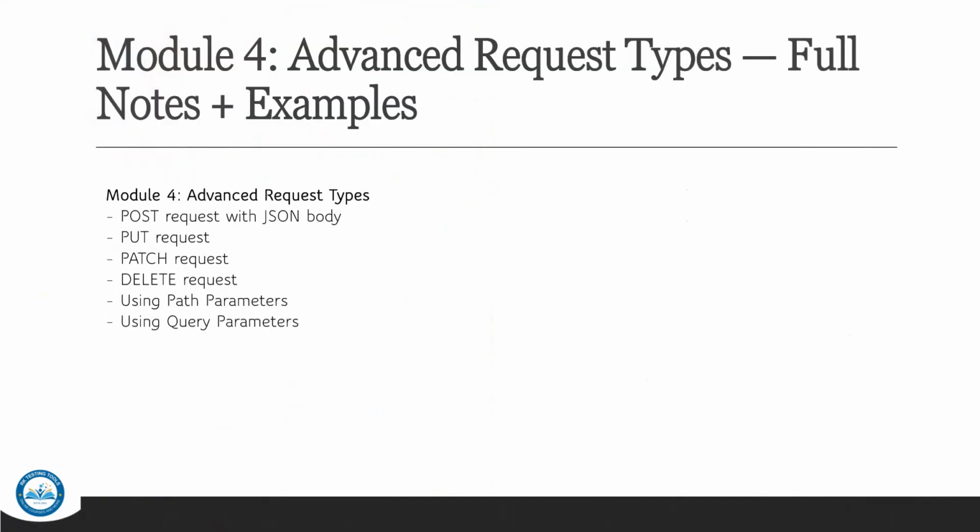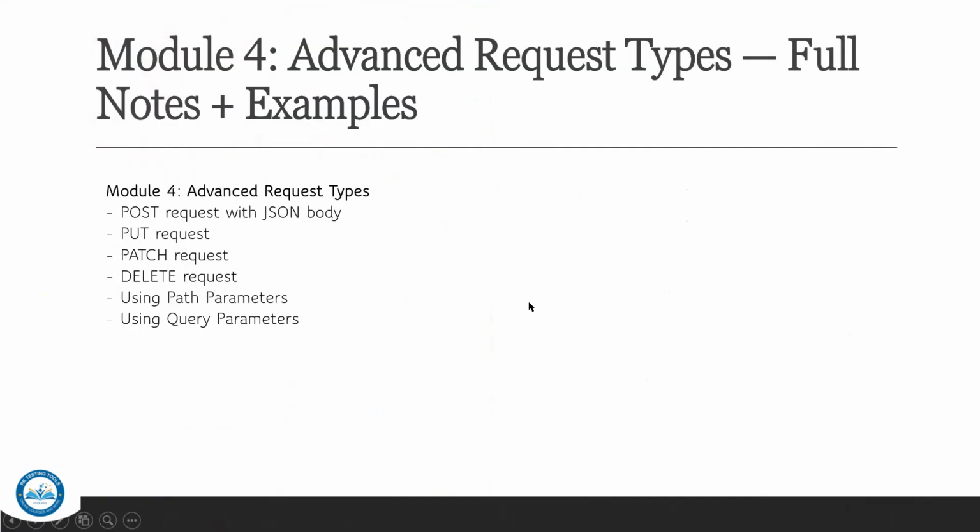with the different formats. Now in module 4, we are going to talk about the advanced request types: the post request, how to validate the post request with RestAssured, how to verify the JSON body, and how to verify the put request, patch request, and delete request. Also, we'll be discussing using path parameters and query parameters. Let's go one by one.